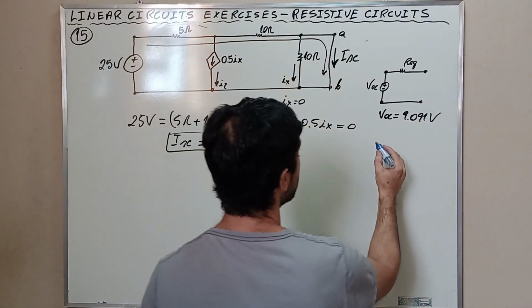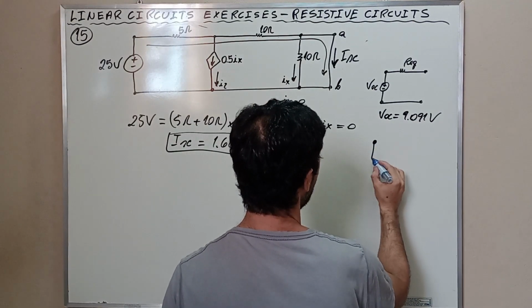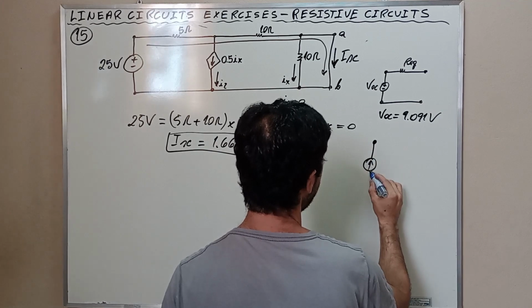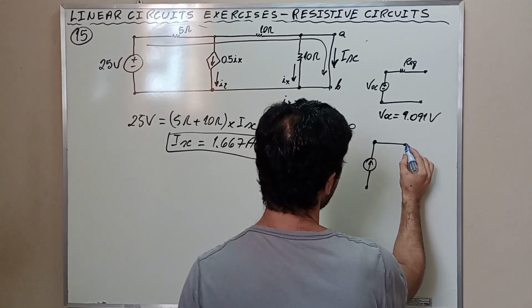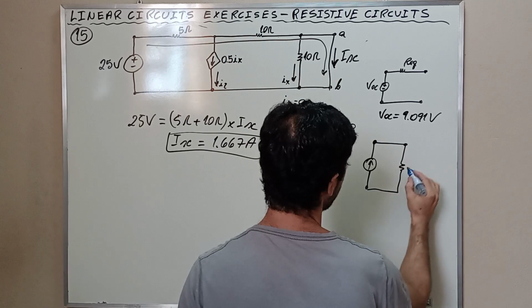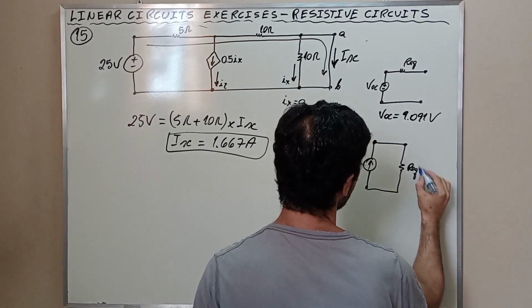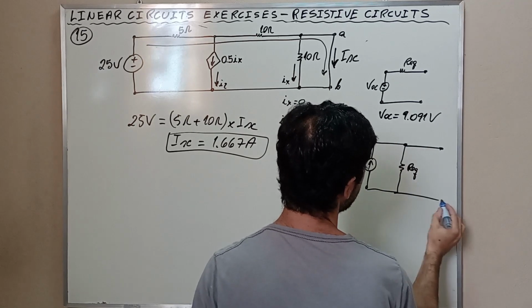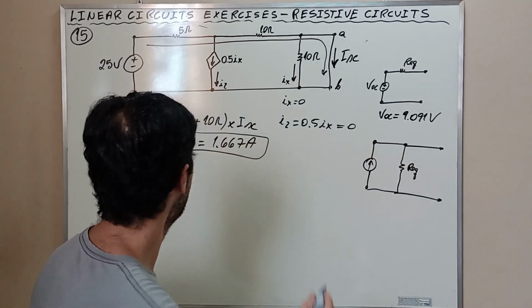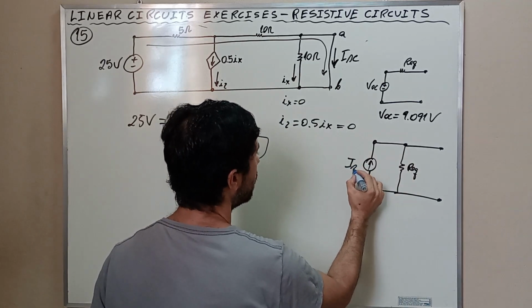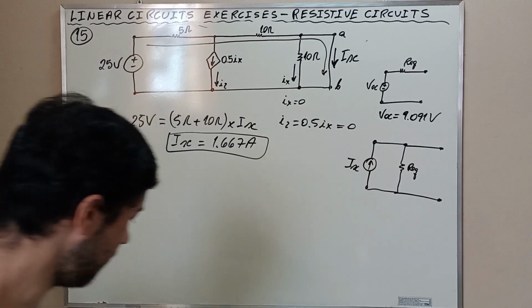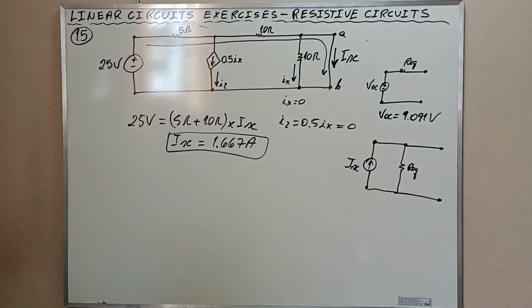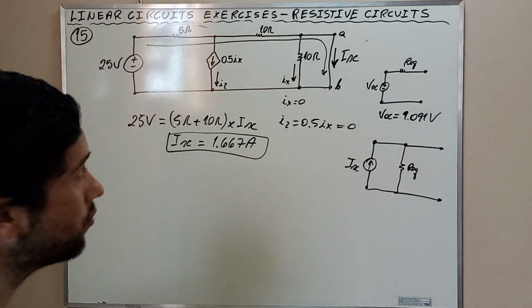Remember that the Norton equivalent circuit is like this. We have the short circuit current, and in parallel here we have the equivalent resistance. Okay, and here are the outside terminals, and this is the short circuit current. Okay, my friends, lastly, with the values of the open circuit voltage and the short circuit current, we find the equivalent resistance. There is an alternative way, okay?